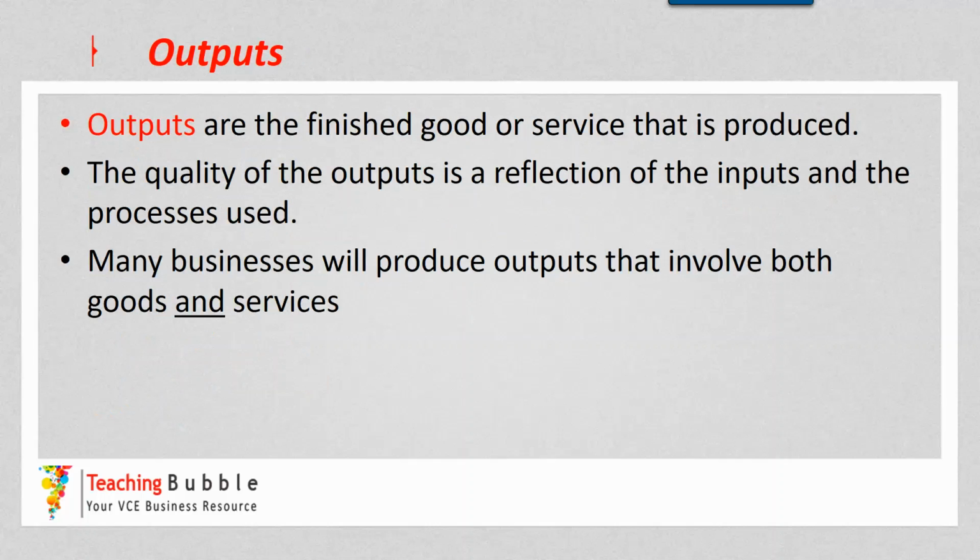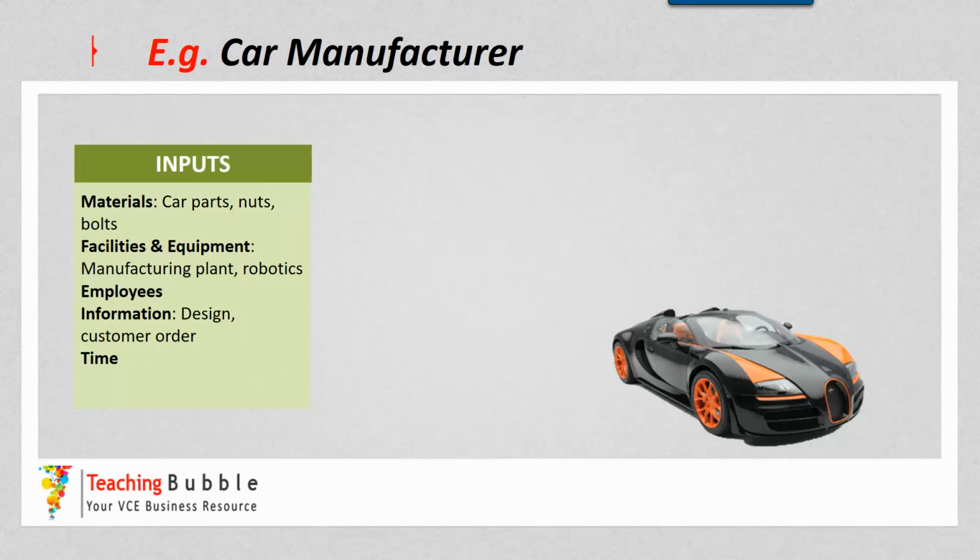The final key element of the operations system is the outputs. Outputs are the finished good or service that is produced by the business or by the operations system. The quality of the outputs is clearly a reflection of the quality of the inputs and the quality of the processes that are used. So if a business wants to create a high quality product, then it needs to ensure that it involves high quality inputs or resources and also uses high quality processes. Before we get into an example, we'll cover this more in the next video, but it's important to note now that many businesses will produce outputs that involve both goods and services.